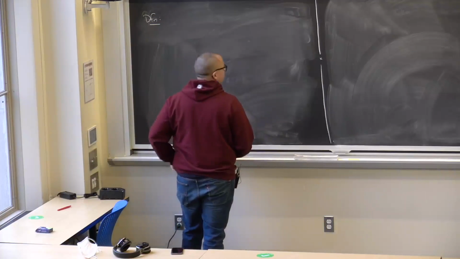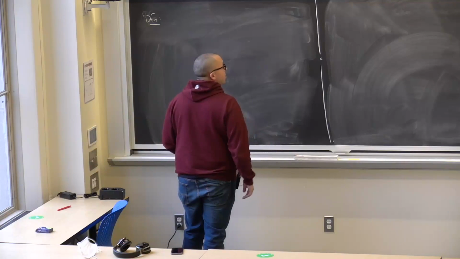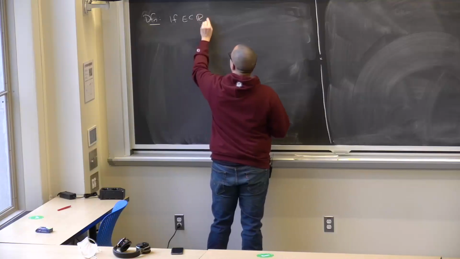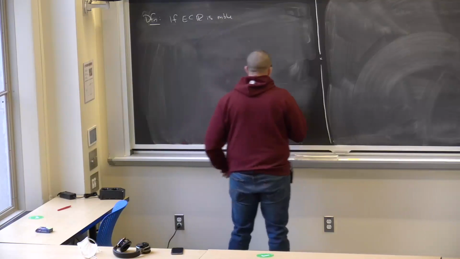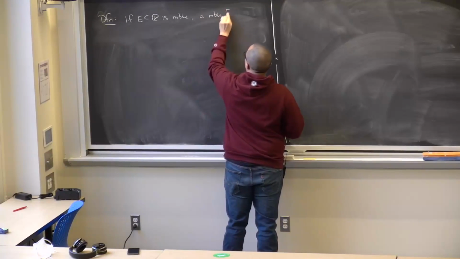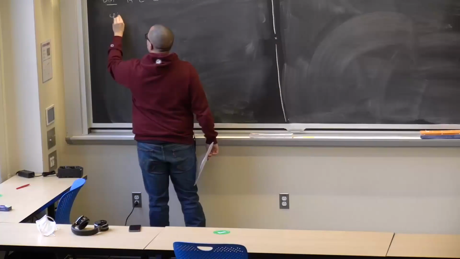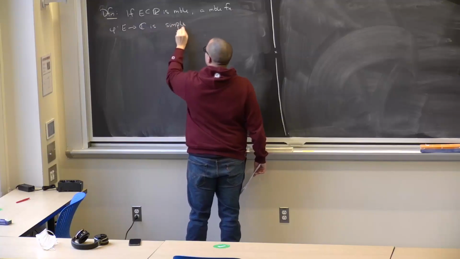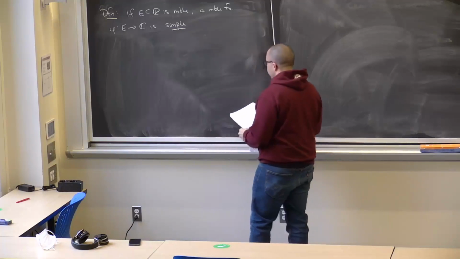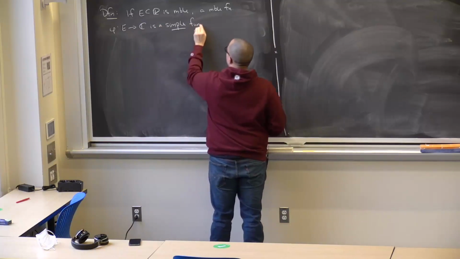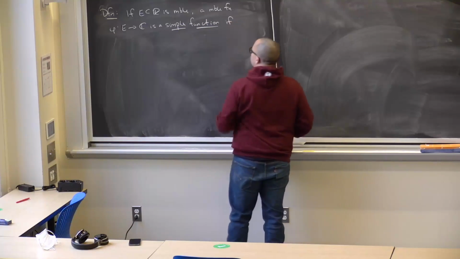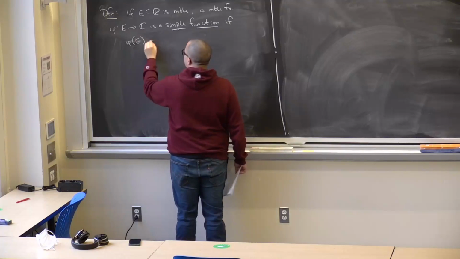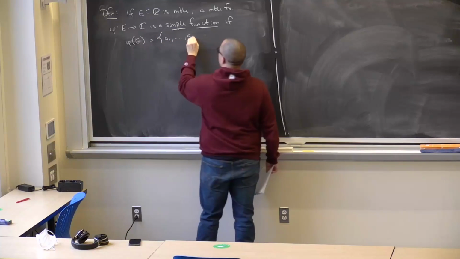And we'll show that every measurable function is, in a sense, approximately a simple function. So we have the following definition. If E is measurable, a measurable function phi from E to C is, we'll say, a simple function if the range of phi, phi of E, is equal to finitely many values.